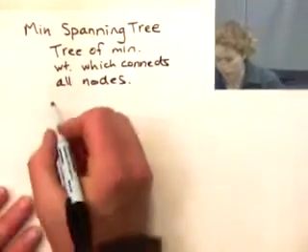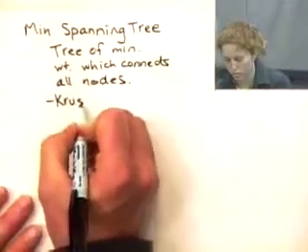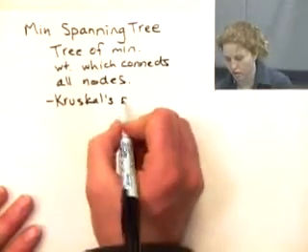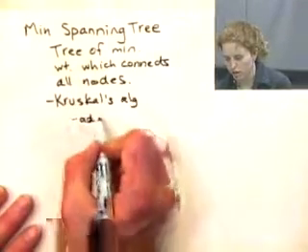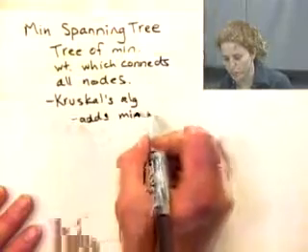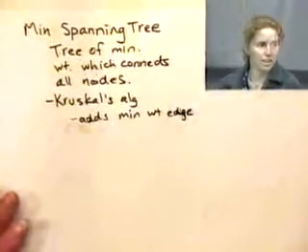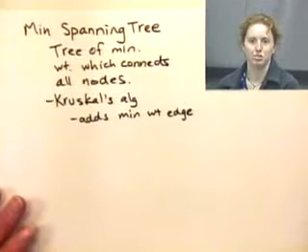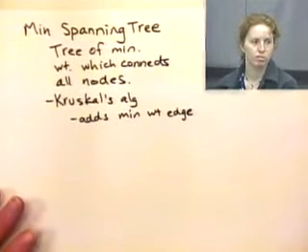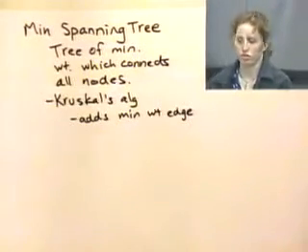And Kruskal's algorithm will find that, and this just adds the minimum weight edge. And it repeats that until it's added n minus 1 edges. Except you can't add anything to make a cycle, right?